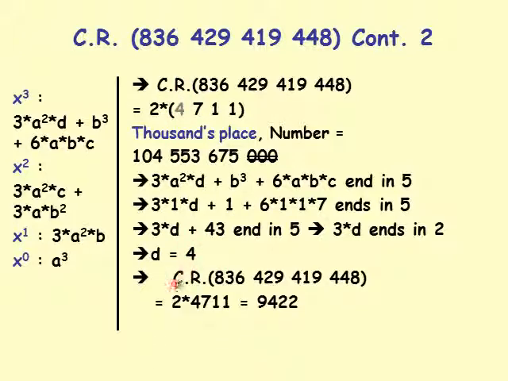Okay, that means the cube root of 836429419448 is 2 times, that's here 2, times 4711, which is equal to 9422. Okay, let's continue.